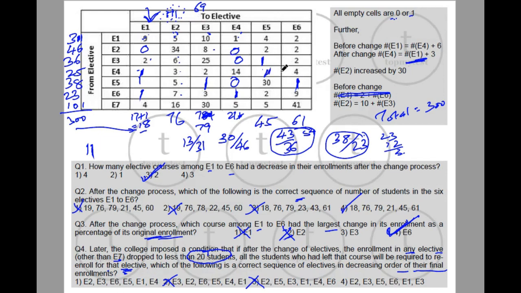Okay. E5 will drop from 45 to 41. E6 will go from 61 to 59. So it will be E2, E3 and then E6. E2, E3 and E6. Option 1 will be your correct choice, right? So just by using the options, we actually solve the question instead of solving the full one.